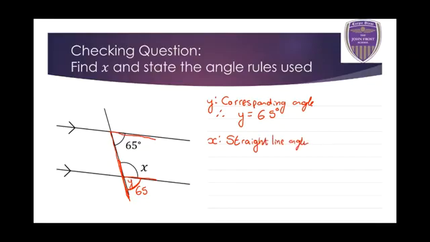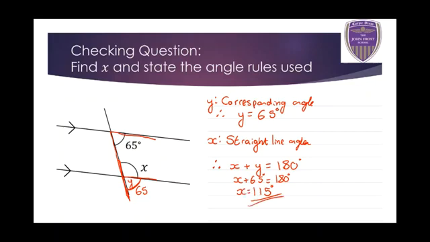Okay, so therefore, x plus y equals 180 degrees, okay? Now we know y is 65, so x plus 65 degrees equals 180 degrees, okay? So something plus 65 is 180, and that is going to be 115 degrees, okay? So therefore, x equals 115 degrees, so that's the final answer, okay?